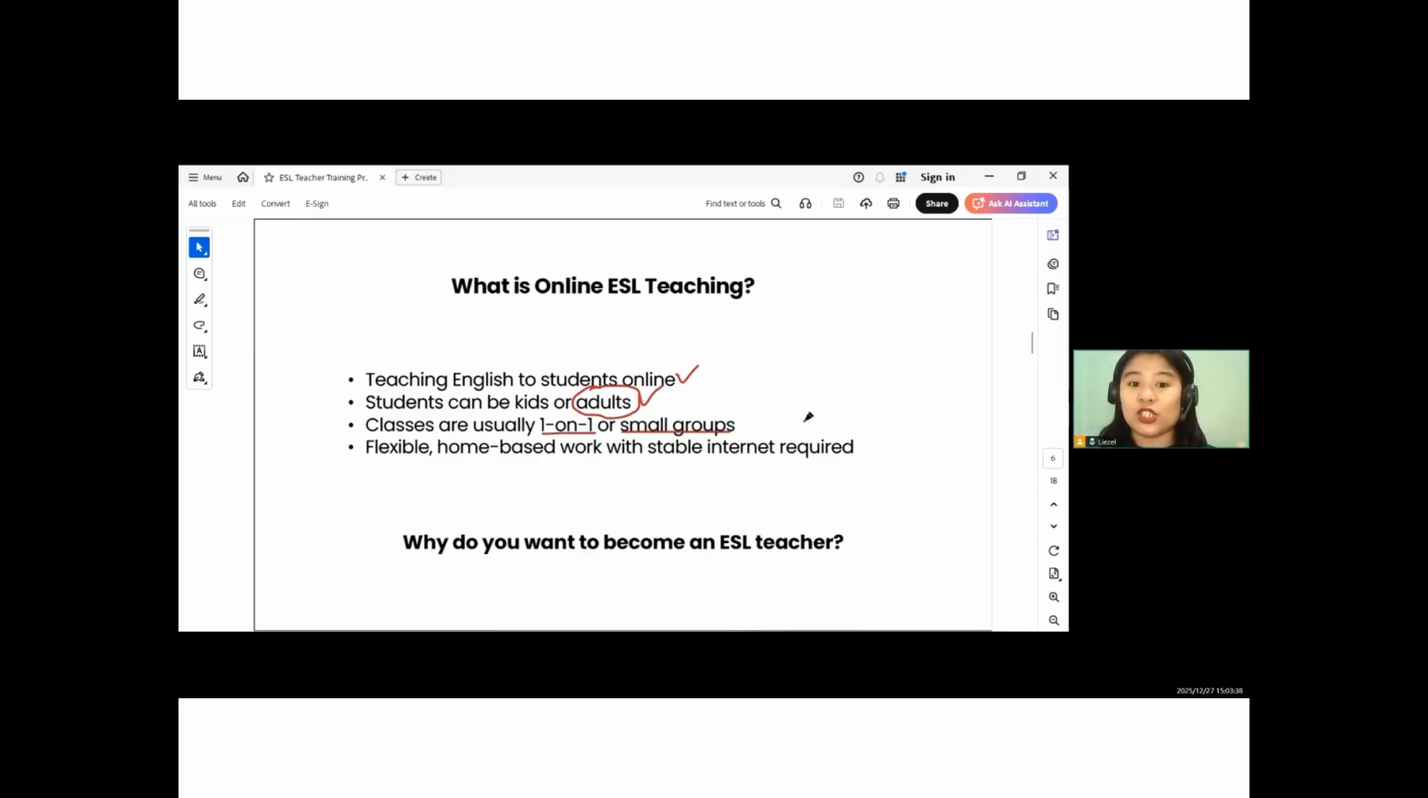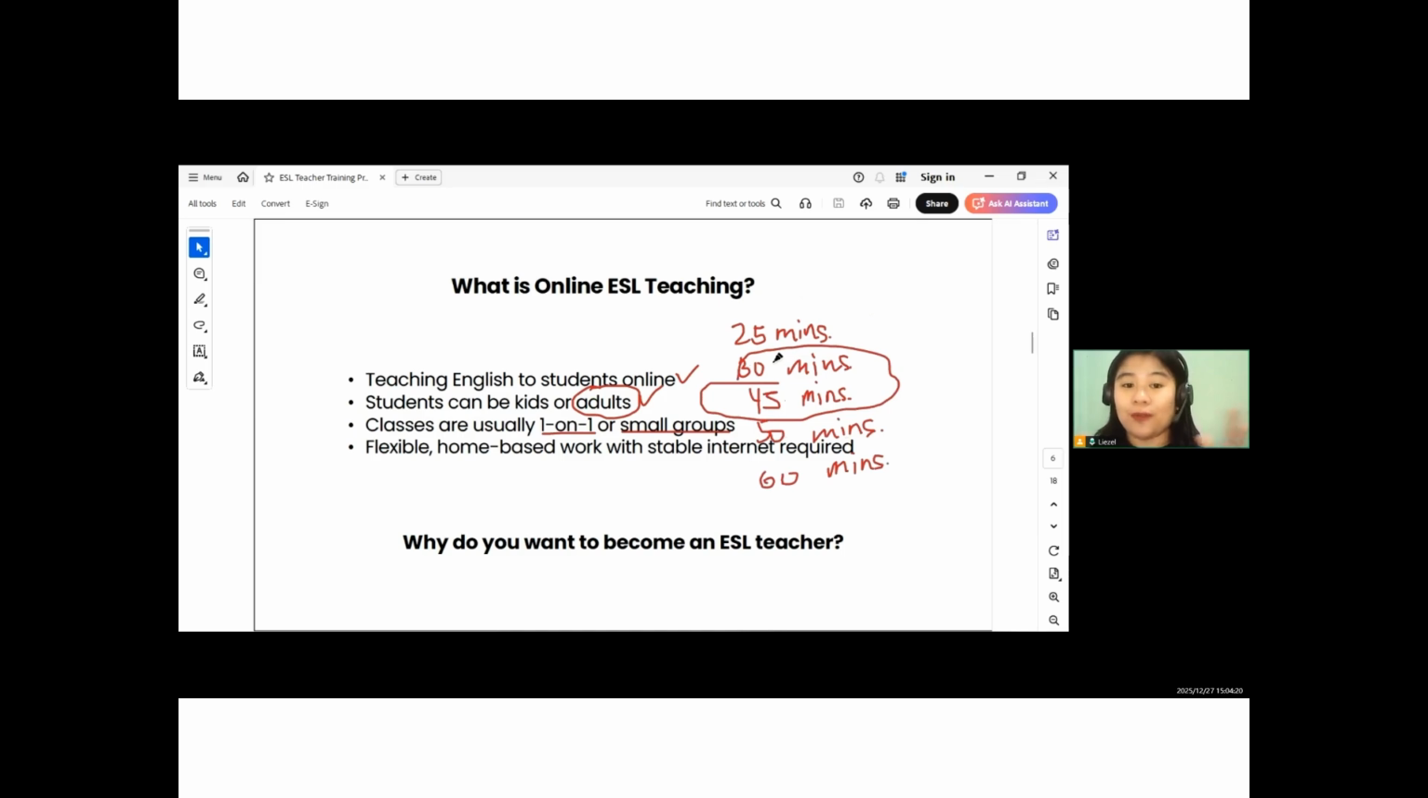How long does each class last? Some classes last only for 25 minutes, and some classes last only for about 30 minutes, and some may last about 45 minutes. Some classes also last about 50 minutes. Some classes last about 60 minutes. It really depends on which company you are working for, because some companies only require you to teach their students for only 25 minutes. But some companies require you to teach their students for 45 minutes.